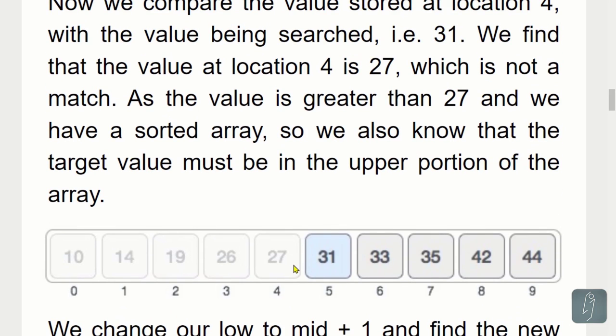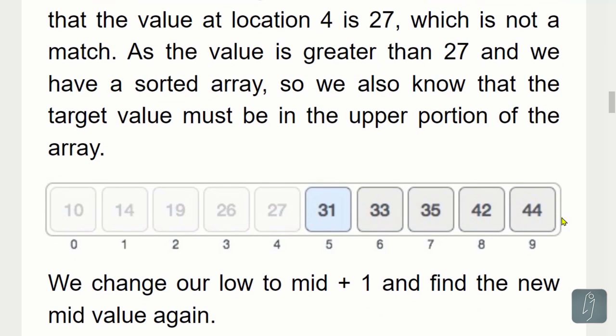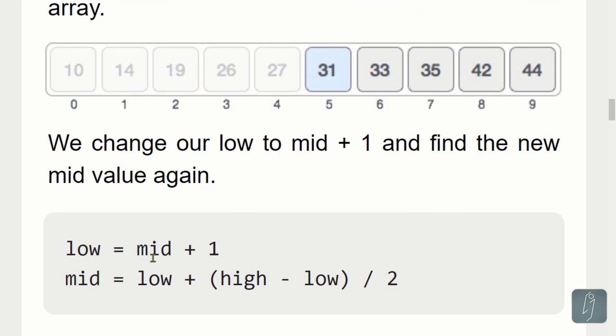As 31 is greater than the middle of the array, we start our subarray with the middle plus 1, because the middle is not equal. So we start from middle plus 1, which is value 31 at index 5, up to the last index. The same thing we're going to repeat. Low is going to be middle plus 1, so low is updated to 5. Then the highest is 9, minus the lowest, which is 5, then divided by 2.